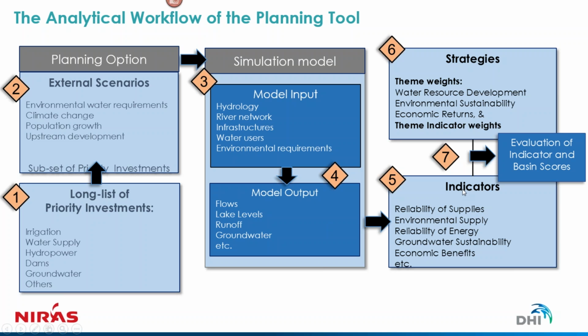And these will then be processed into indicators, giving very precise information about reliability of supplies, environmental supply, reliability of energy, economic benefit, and groundwater sustainability if groundwater abstraction has been included as part of the planning. And finally, there will be different strategies which will produce weights, depending on what development path the authority wants to follow. It could be a water resource development path, or it could be an environmental sustainability path, and so on. And finally, that will then conclude in evaluation of both indicators and basin scores, so you can compare different planning options.